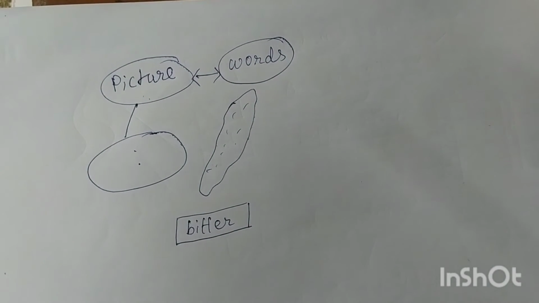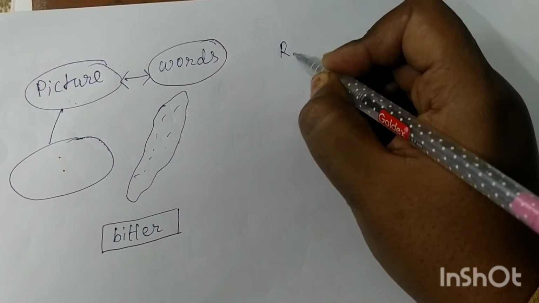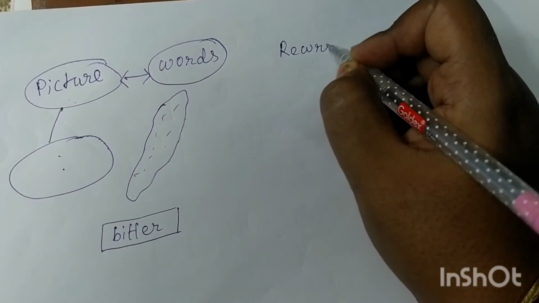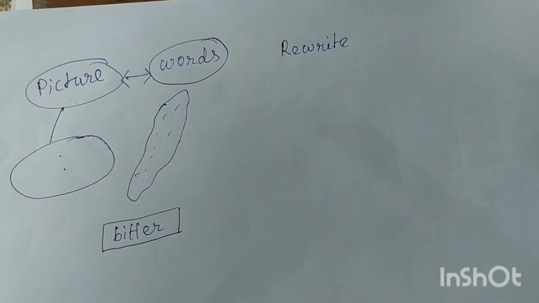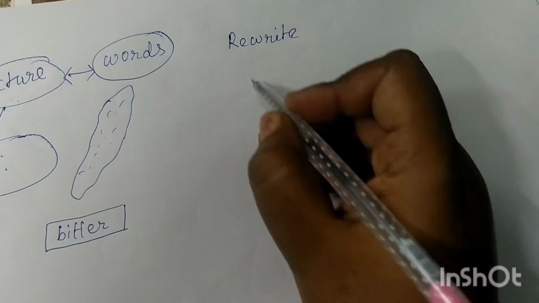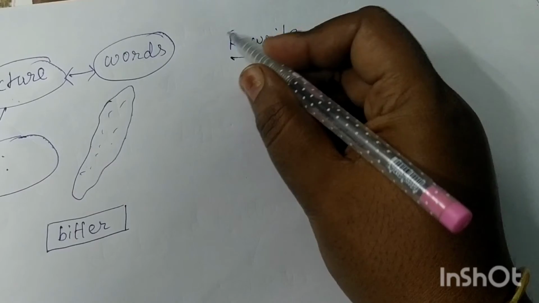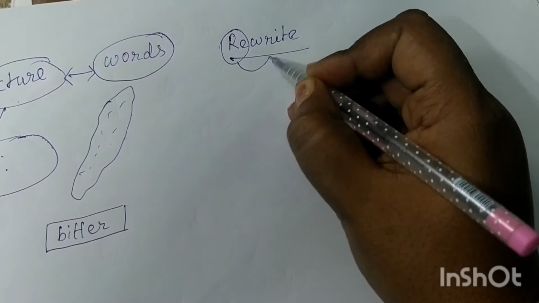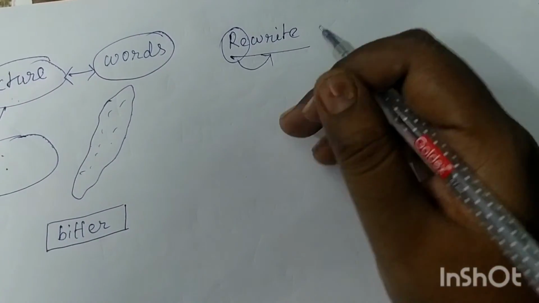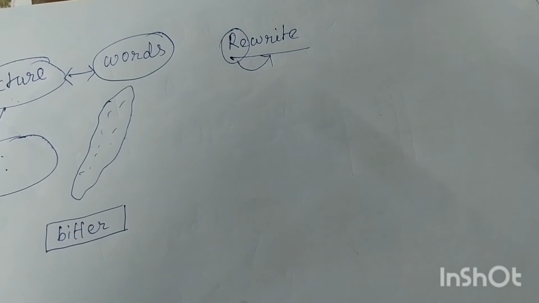Yes, very good. Now riddles. Riddles can come. You have to read it well and you can write down the answer very easily if you read it well. Next question is rewrite. Rewrite means, can anyone tell me? Yes. Very good. You have to write it again.